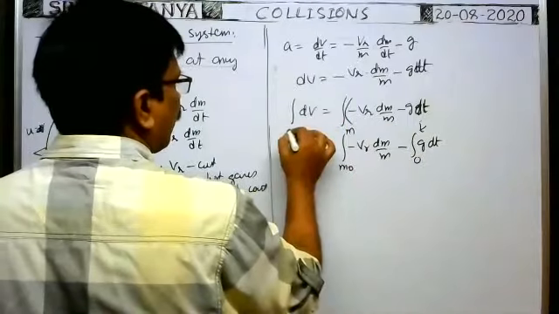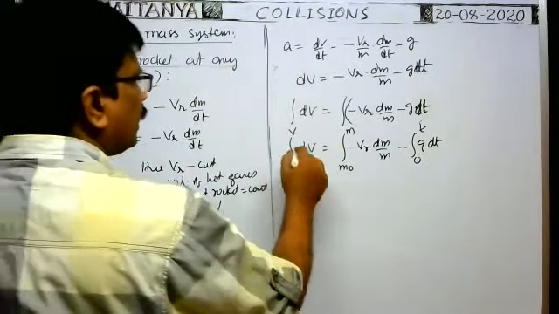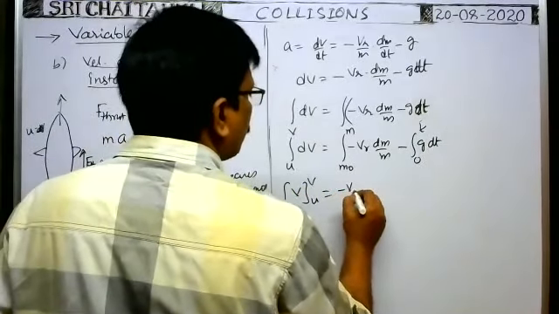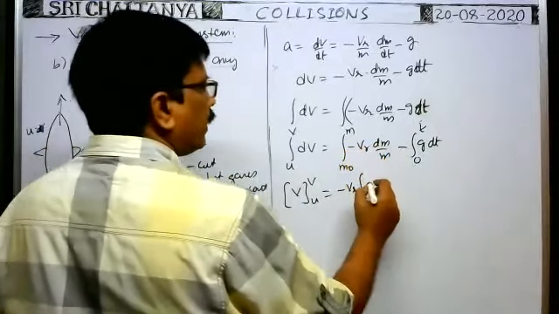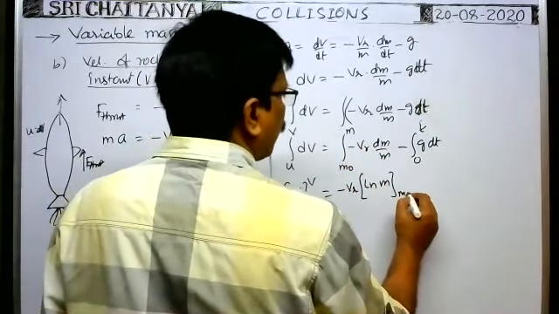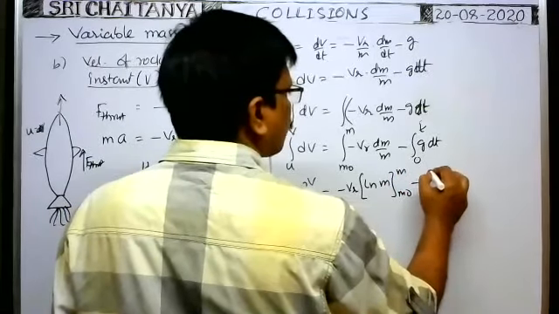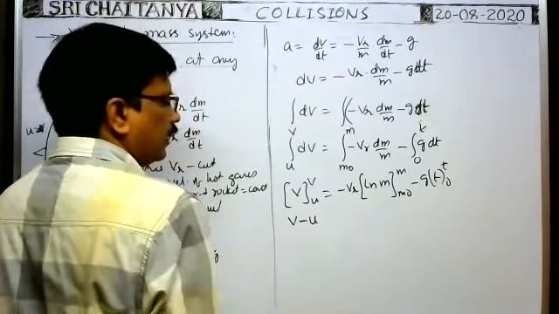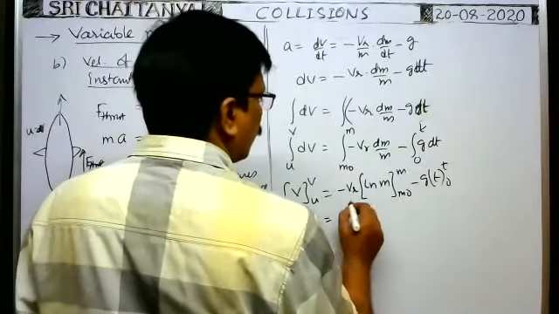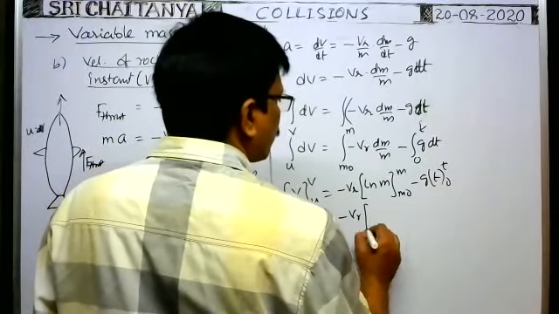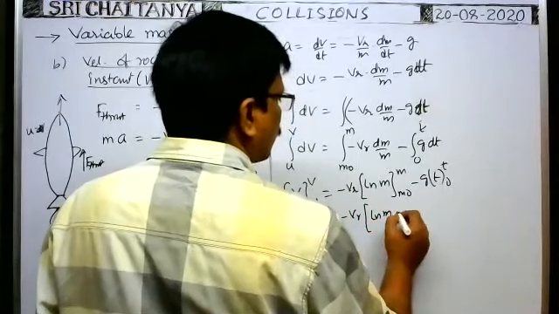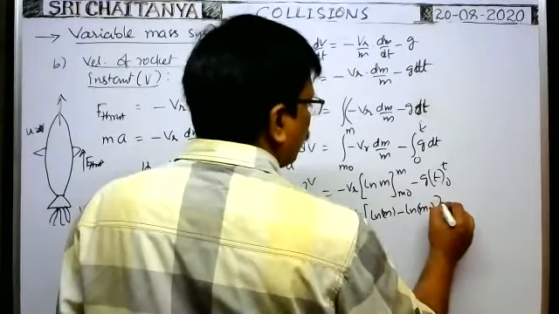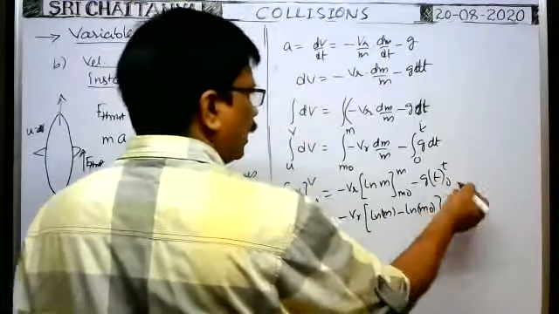After any time t, suppose the velocity of the rocket is say v. Integral dv means v, limits u to v, is equal to minus vr, which you write outside, integral dm by m, which we can write as ln m, limits m naught to m, minus g into t. When you substitute limits, you will get gt only. First the upper limit, then the lower limit: minus u is equal to minus vr into, first you substitute the upper limit, ln m. When you substitute the lower limit, you put a minus sign, minus ln m naught, minus g into t. When you substitute the lower limit, it becomes 0.